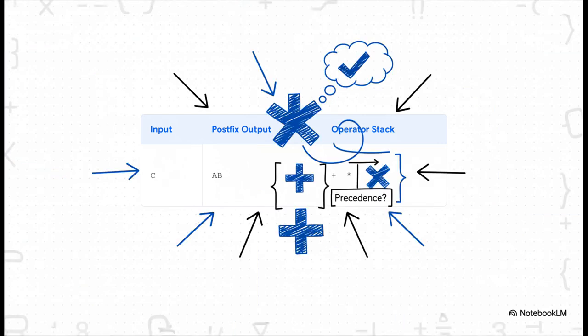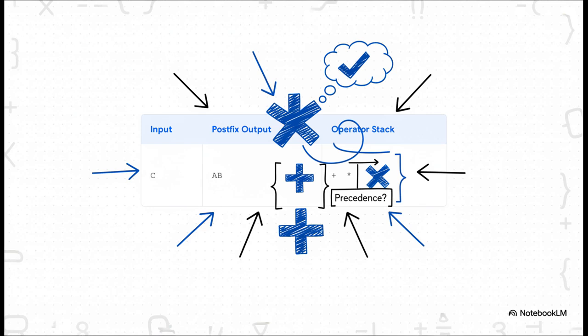Okay, now for the really cool part. We see the multiplication symbol. So we peek at our stack. What's on top? A plus sign. Now we ask the crucial question. Does multiplication have a higher precedence? Is it stronger than addition? Yes, it absolutely is. So we push the multiplication symbol right on top of the plus.